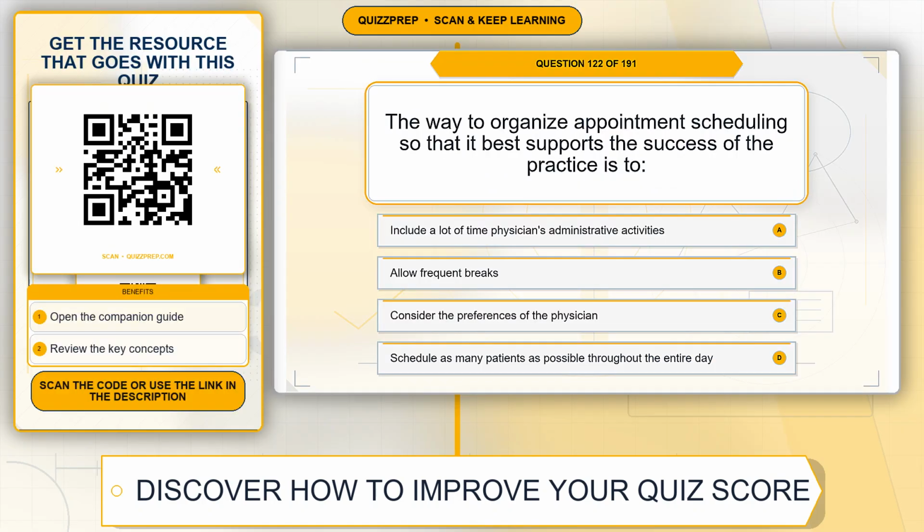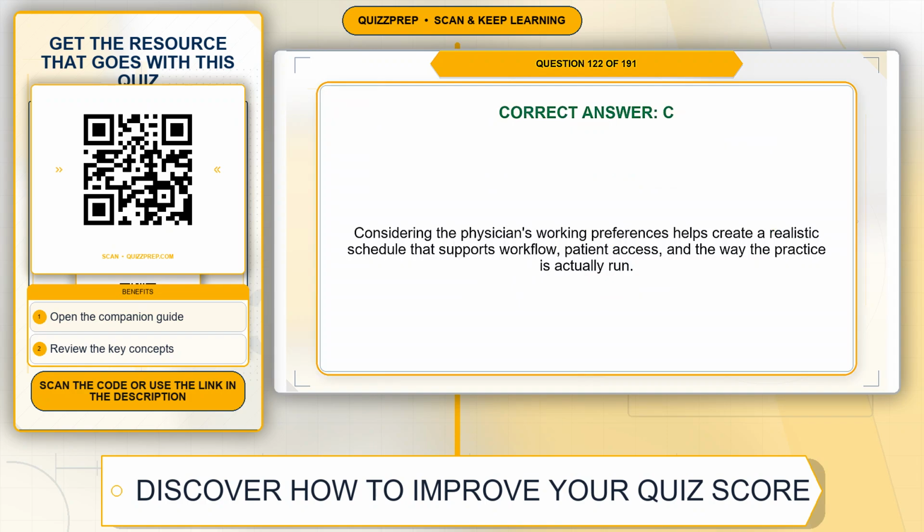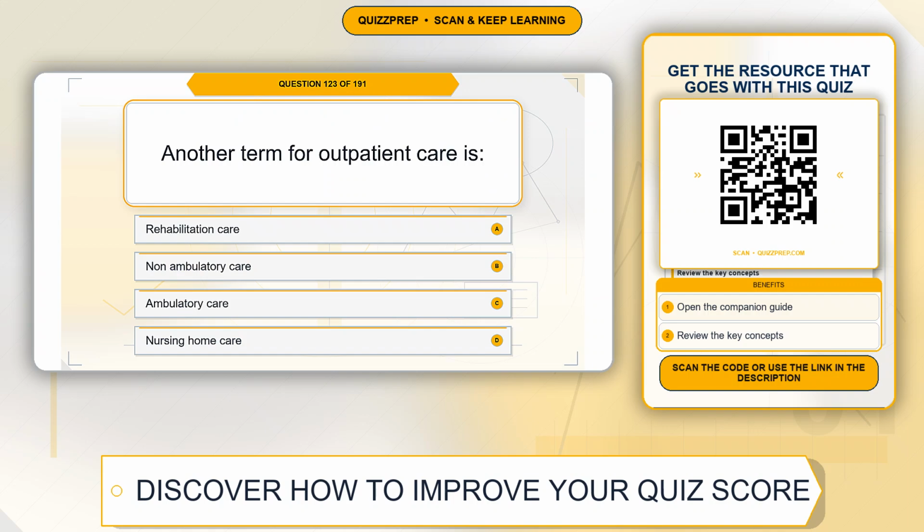Question 122. The way to organize appointment scheduling so that it best supports the success of the practice is to: Option A, include a lot of time for physician's administrative activities. Option B, allow frequent breaks. Option C, consider the preferences of the physician. Option D, schedule as many patients as possible throughout the entire day. The correct answer is option C, consider the preferences of the physician. Explanation: considering the physician's working preferences helps create a realistic schedule that supports workflow, patient access, and the way the practice is actually run.